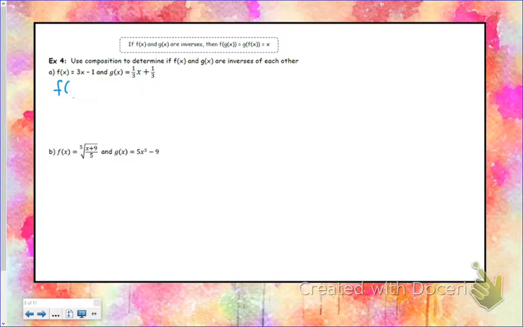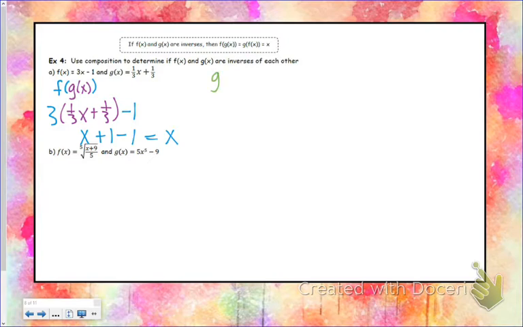I'm going to make this a different color so it's easier to see. Okay, so if I do f of g of x, the g of x function replaces every x in the f of x function. So this becomes 3 times 1/3 x plus 1/3, and then the original function still has a minus 1. So this becomes x plus 1 minus 1, which is just x, which is what we should get if they are inverses. But we have to do this both ways.